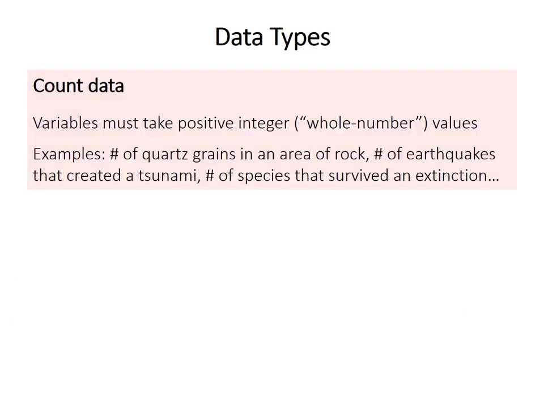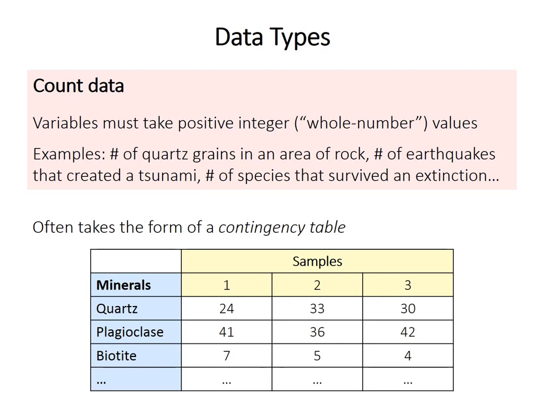So the other main type of data is called count data. These are counts of items in categories, like the number of quartz grains in an area of rock, the number of species that survived in extinction, and so forth. Because they're counts, they must be positive values and they must be integers or whole numbers. You can't have a fraction of a species or half a quartz grain. So this data often comes in the form of a contingency table, which lists the counts of items in the categories. And we will come back to this type of data in a couple weeks.